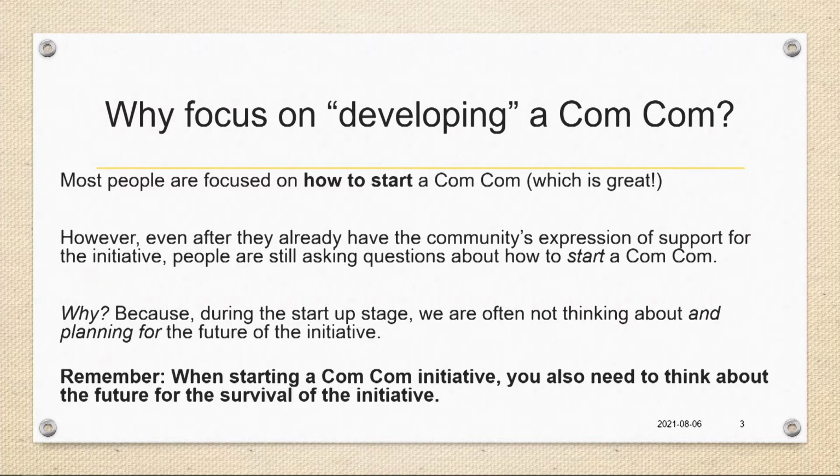So why is this happening? Really, I think it's because during that startup stage, when you're having those conversations in the community, the people who are driving that change, those change agents, need to also be thinking forward. They need to think about the future, and they actually need to start doing some of that planning now for the future of their initiative. It's a bit counterintuitive, but it appears that it is crucial. So really, what I want you to remember is that when starting a compassionate community initiative, you also have to think about the future and plan for it at the same time. And this PowerPoint is going to help you do that.